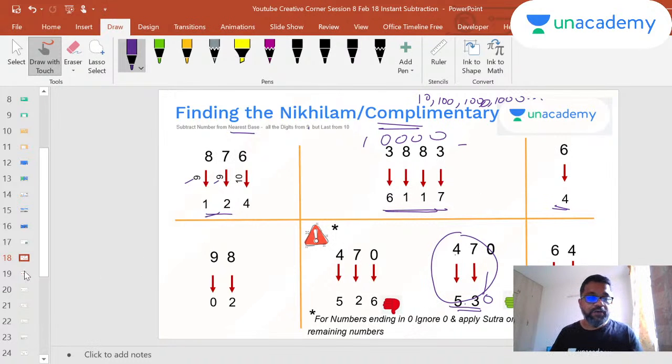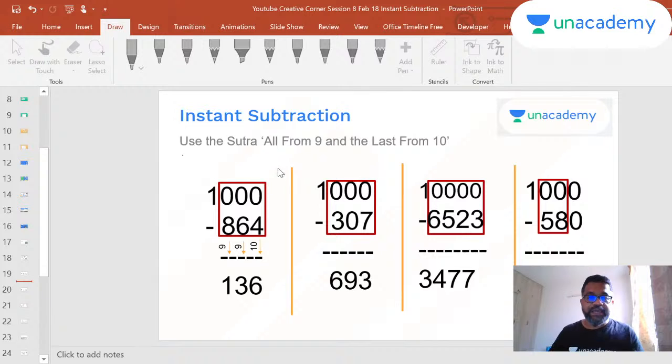Now I know you will be wondering why I'm using this. So let's look at a few subtractions now. I am looking at subtracting 1000 minus 864. So what do I do in the sutra? All from 9, last from 10.